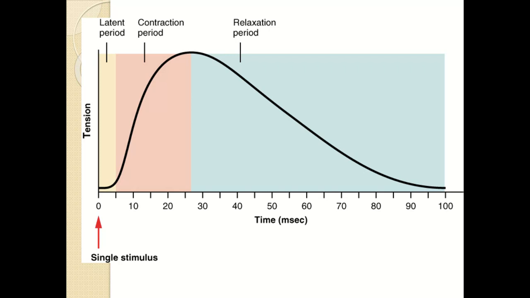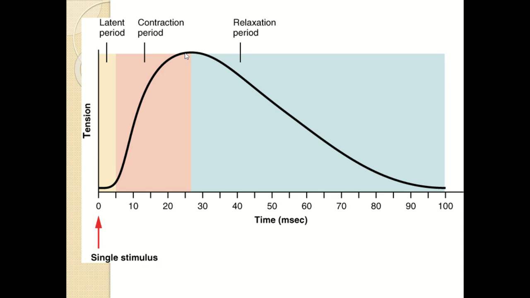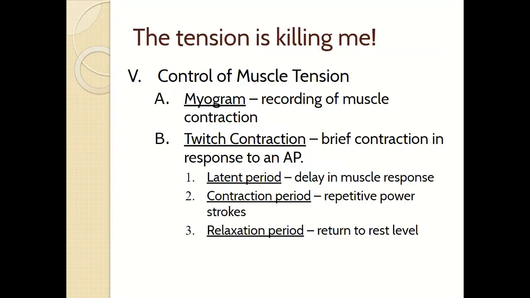zero, we have a little bit of a flat area at the beginning where pretty much nothing happens. Then we have this very rapid rise of tension or strength. Tension is basically saying how much force is being applied by this muscle. And then it peaks, and then we have this relaxation period, which is quite a bit longer, and we go back down to zero. Great.